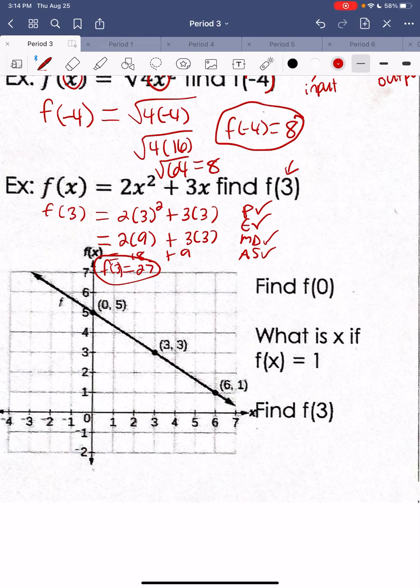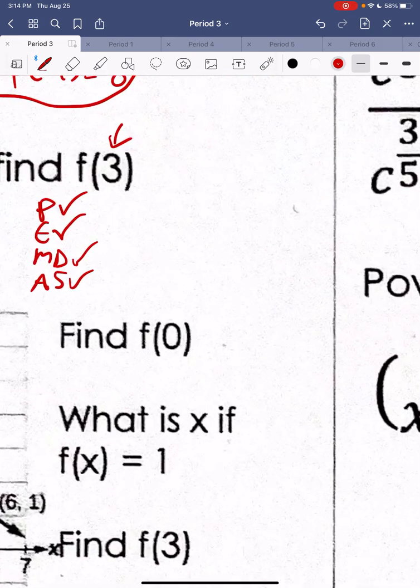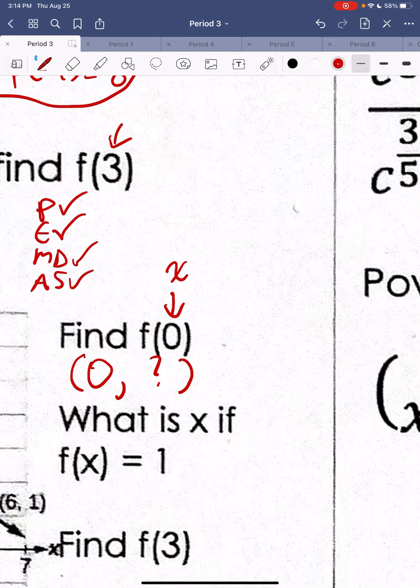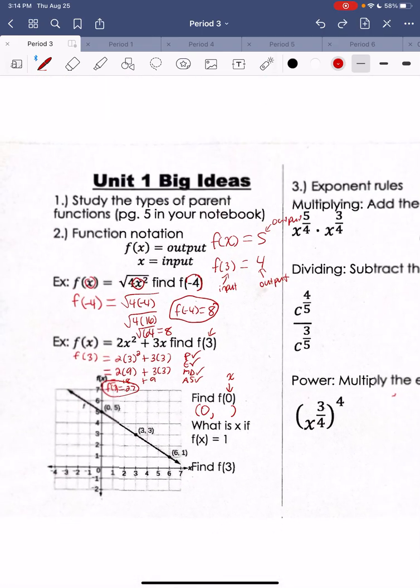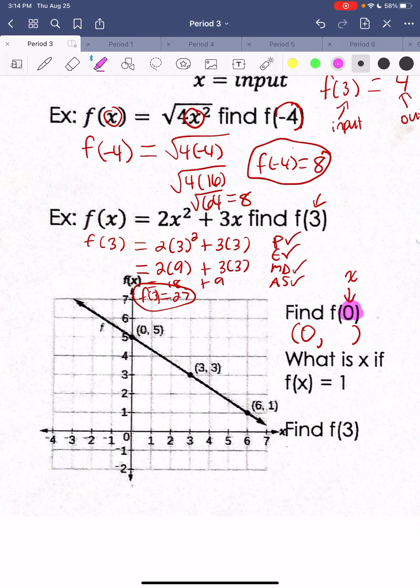For the next one, we're looking at the same idea, but we're using a graph to help us find it. What's really happening here is they're telling us either an input or an output value, an x or a y. In this case, they're telling us x is equal to 0, so they want to know what y is. The way we find that is we go to our graph. I'm going to look at my x-axis and find x equals 0, which is right here. I'm going to float up to my function. When x is 0, y is 5.